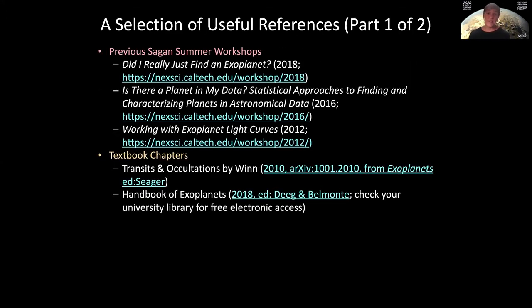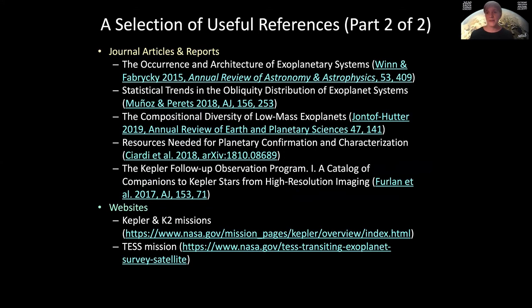Finally, if you'd like more references, I encourage you to check out these previous Sagan Summer Workshops. You can find the PowerPoints of the presentation. You can also find the videos of some of the talks and even sometimes the exercises that were conducted during the workshop. I also recommend checking out these textbooks. If you don't want to pay for them, this second book in particular is quite expensive. Check out the university library website for your home institution because often those textbooks are freely available in the online version. You can just download the chapters and read them at your leisure. And then finally, I also have a couple journal articles here and a few websites that you might find interesting.